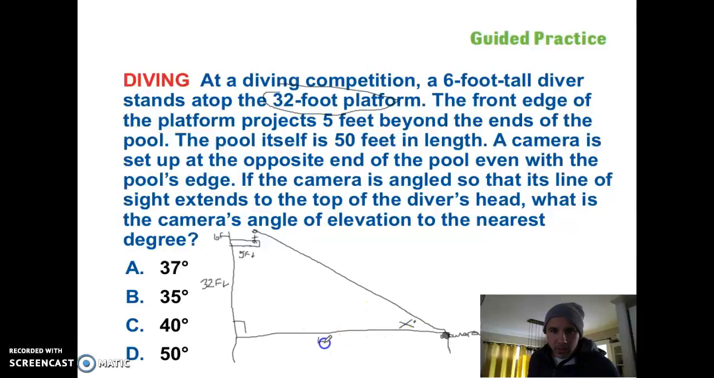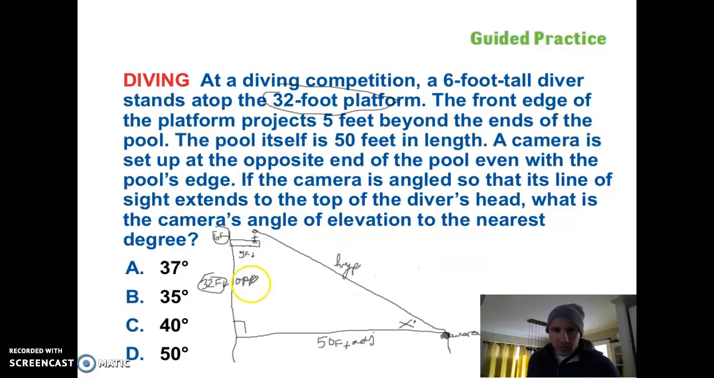And the pool itself is 50 feet. So actually might not be bad. So 50 feet there. You got the 6 feet plus the 32 feet here. So let's go ahead, let's set this up. First thing you want to do is let's label this triangle. You have an opposite. You have an adjacent. And you have no hypotenuse.